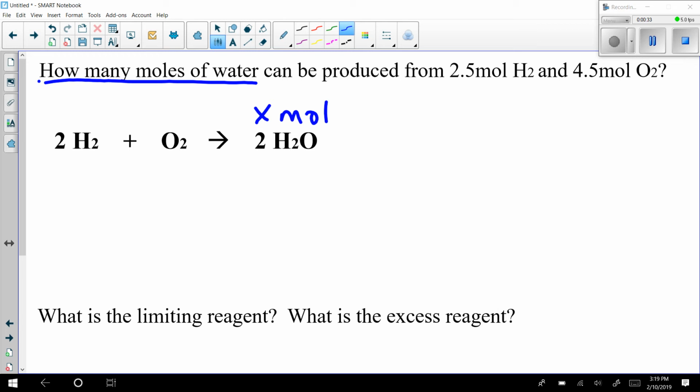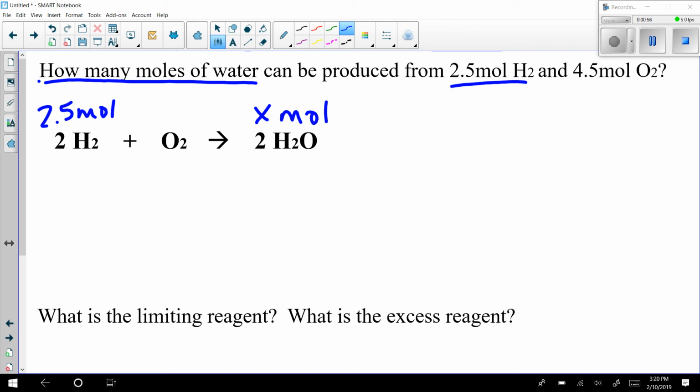Now it's giving us two different amounts of reactant. So we're going to have to do a stoichiometry problem with each of the different reactants. So to solve, we are going to do two separate problems in order to find our answer. So I'm going to start with the first given value, our 2.5 moles of H2. So above my H2, I'm going to write 2.5 moles.